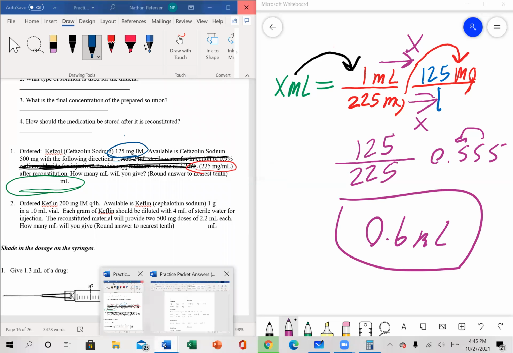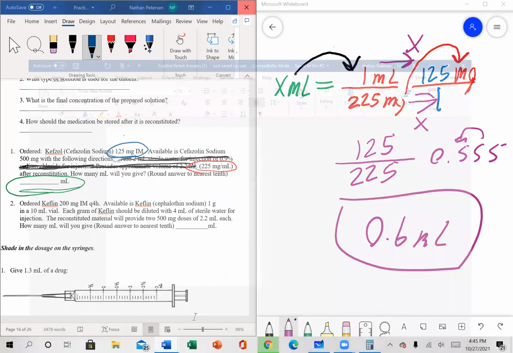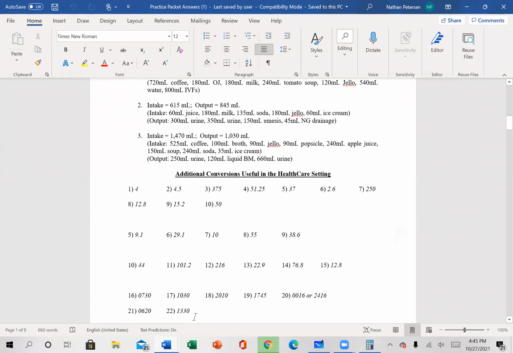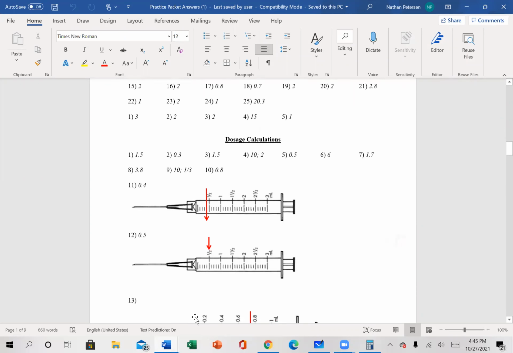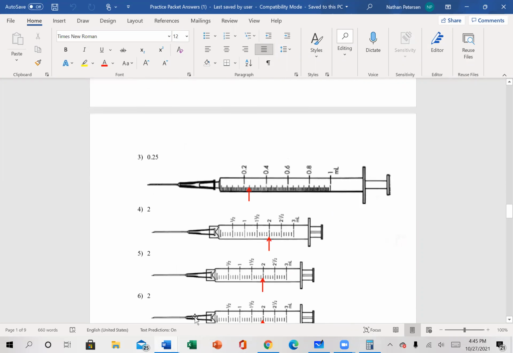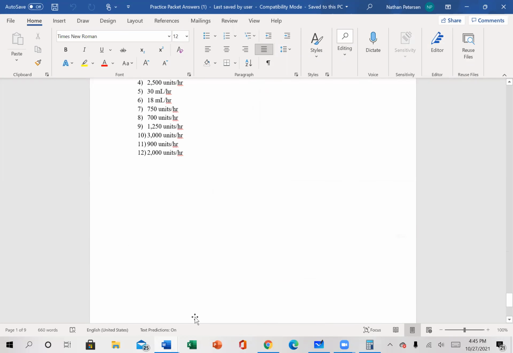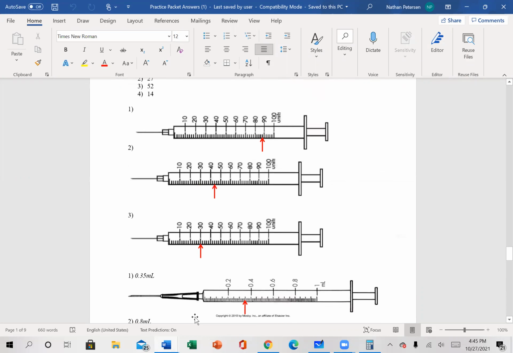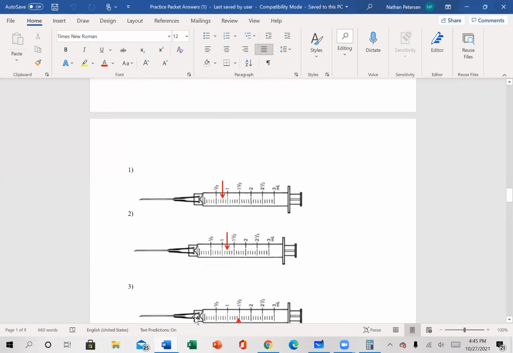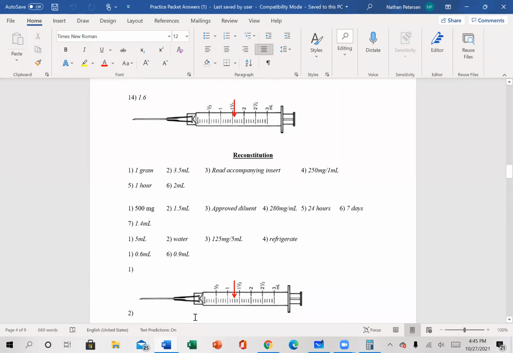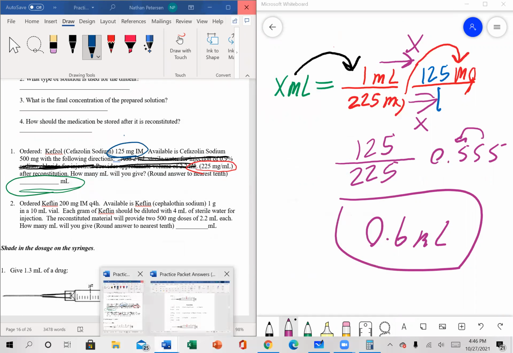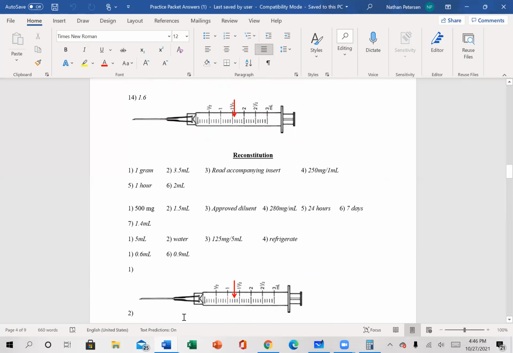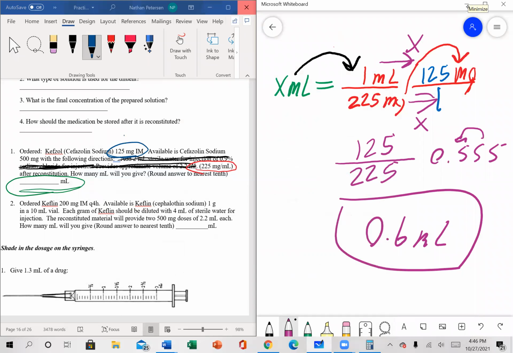Let's check the answers. We were down by Reconstitution, so let's see if we got it right. If I didn't, I'm going to look real dumb. Okay, Reconstitution. So we were at problem 1 there. 0.6 mils. So that was correct. That's what I was hoping for, at least.